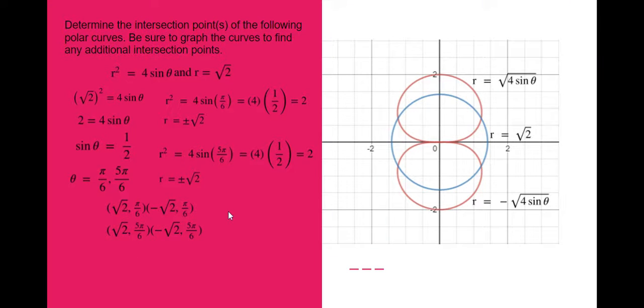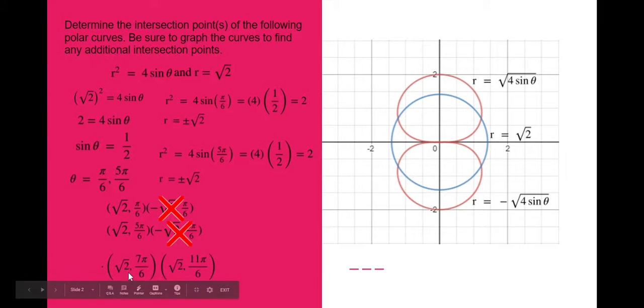But since negative square root of 2 is ugly and gross, we're going to get rid of those and make these positives. So that'll come out to be square root of 2, 7pi/6, and square root of 2, 11pi/6, which would be here and here.